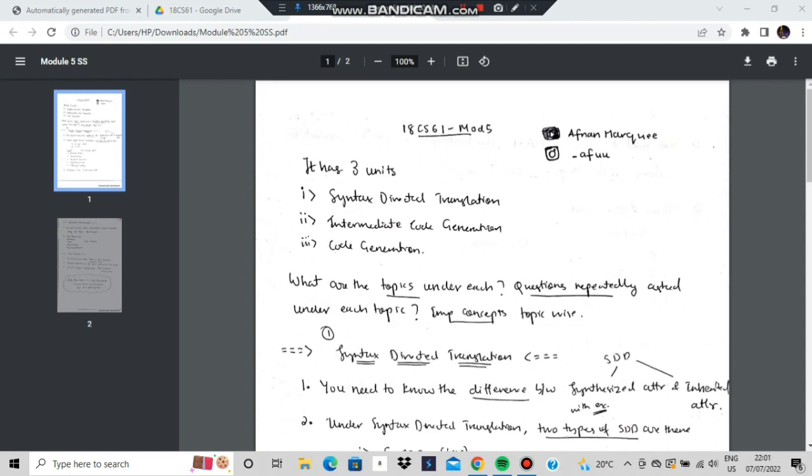What are the topics under each, the questions repeatedly asked under each topic, and the important concepts topic wise which you need to keep in mind. If you study the topics I tell you to study from these three topics, then that will be sufficient for you.